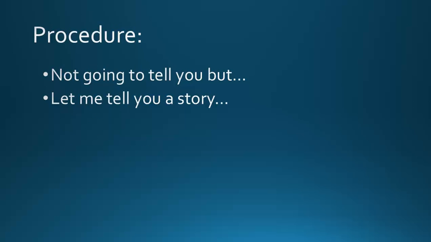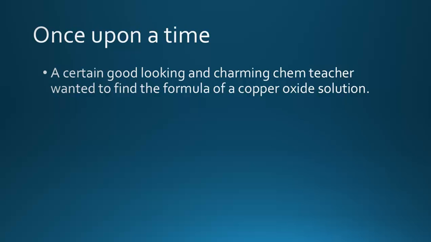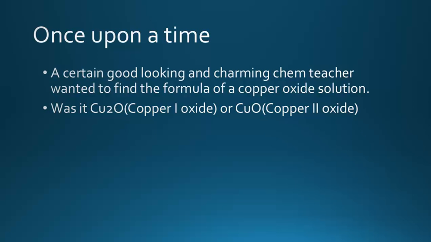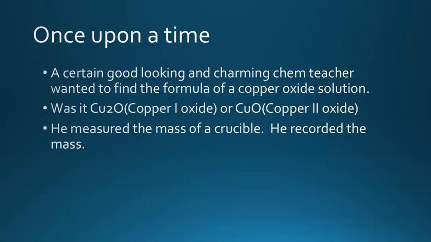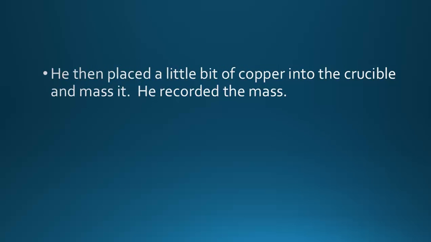Procedure, I'm not going to tell you, but let me tell you a story. Once upon a time, there was a certain good-looking and charming chemistry teacher who wanted to find out the formula of a copper oxide. Was it copper 1 oxide, or was it copper 2 oxide? He measured the mass of a crucible, and then he recorded the mass. There's a crucible, there's a balance scale. He then placed a little bit of copper into the crucible and massed it. He recorded the mass.